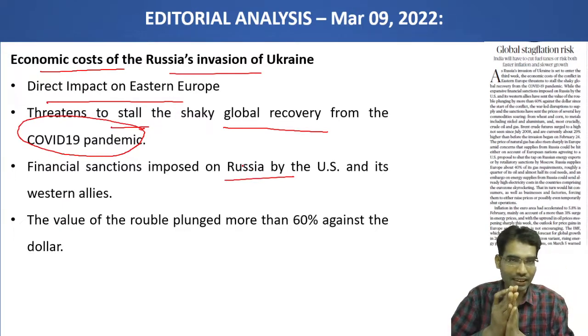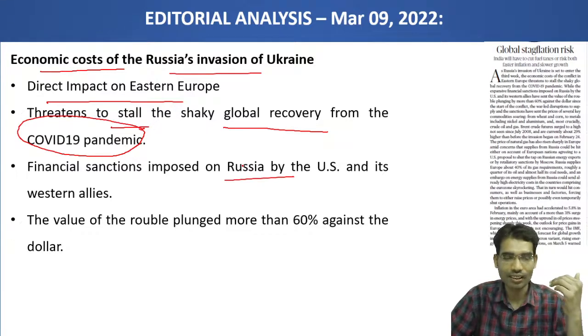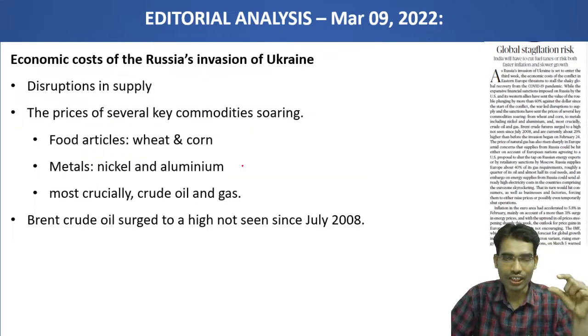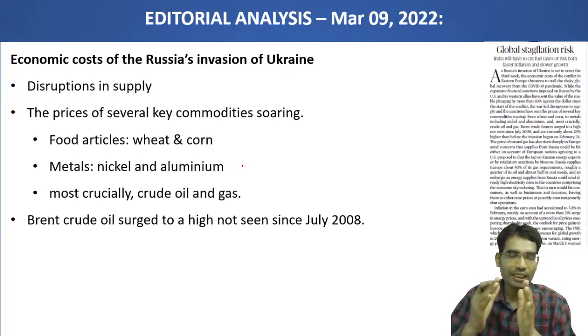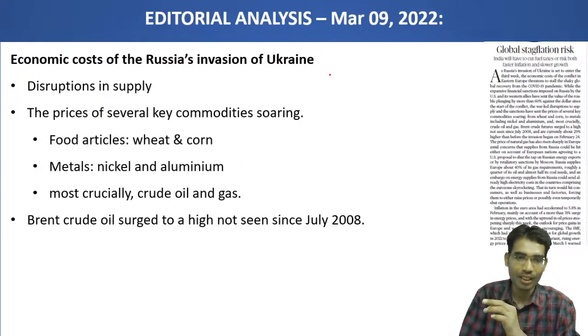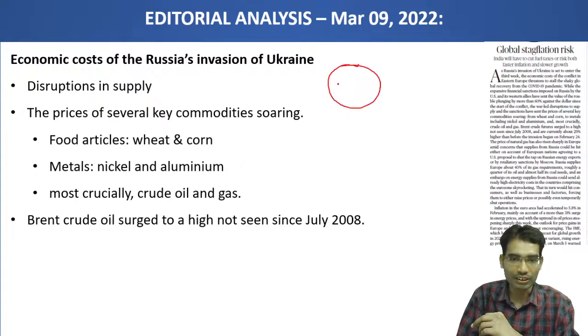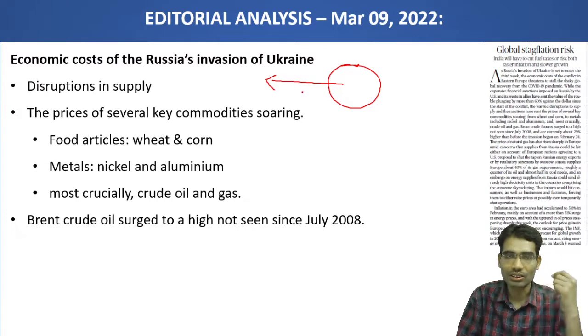And it has direct impact on Russian economy. Here example is given. The value of ruble plunged more than 60% against the dollar. The Russian economy will take a lot of impact due to this particular war. It is affecting the supply chain as well, because many countries are having relations with the Russian economy. Russia exports to other countries also.